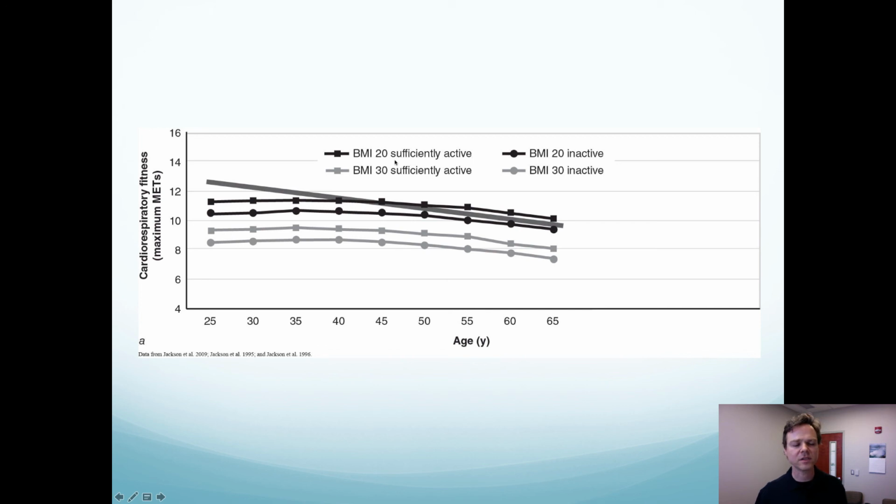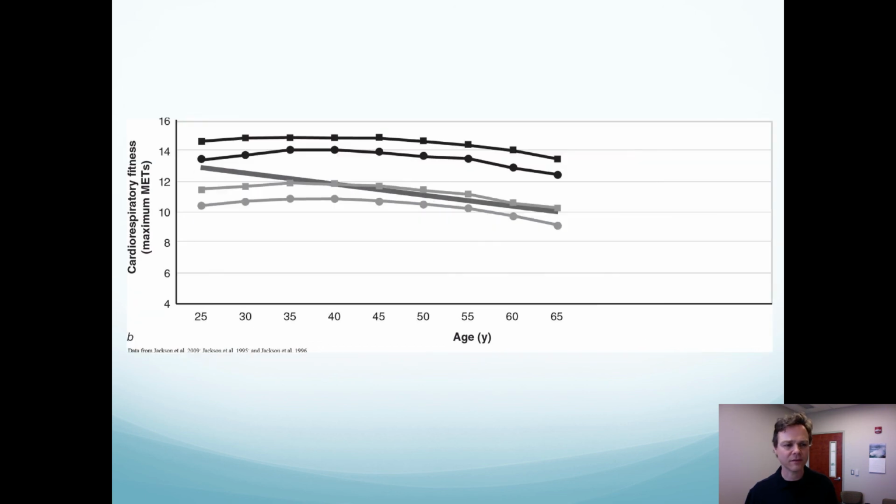And how much influence does physical activity have on aerobic fitness? So you should comment on that. They have it for men and they have it for women as well.